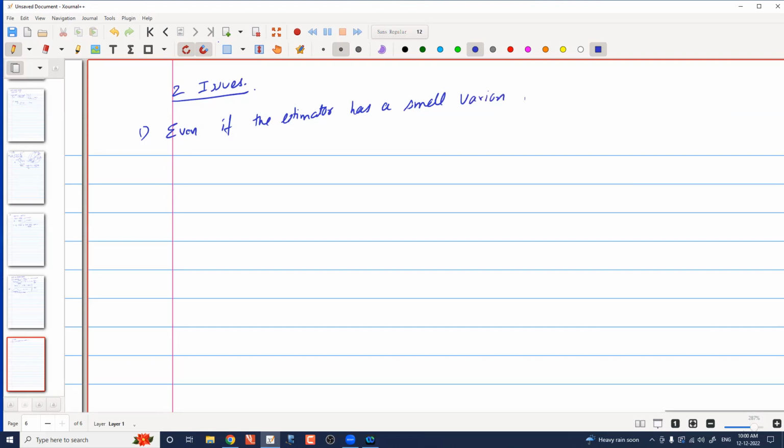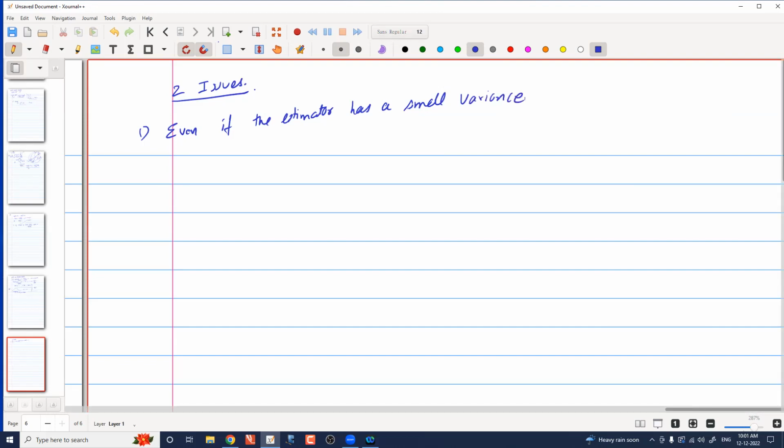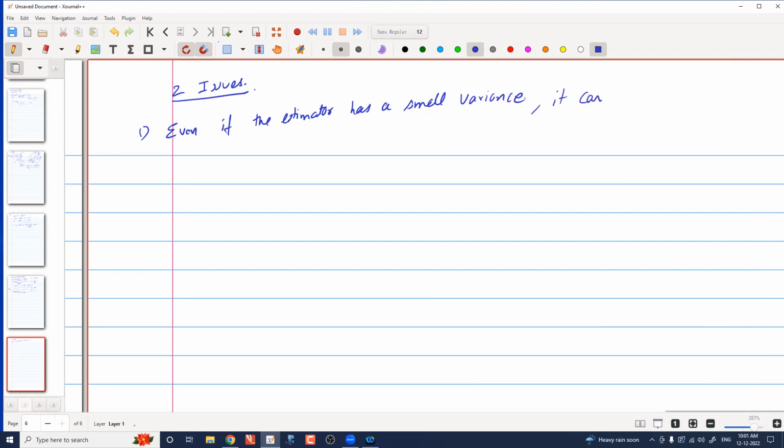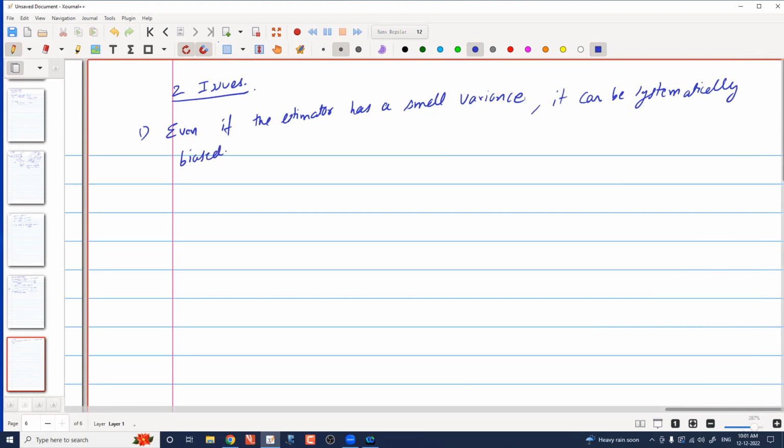Okay, so even if the estimator has a small variance, it can be systematically biased away from the true parameter.